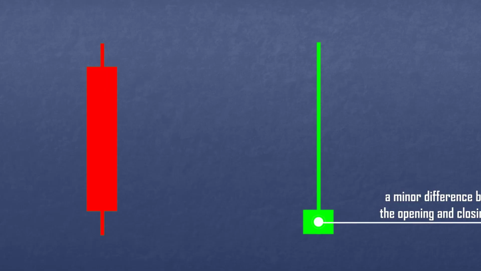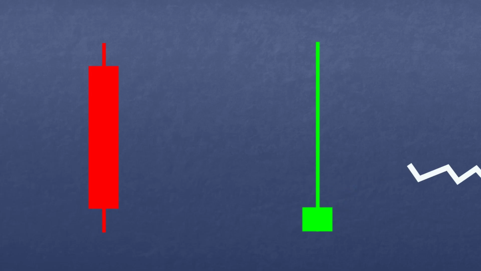Small candlestick body. A small candlestick body represents a minor difference between the opening and closing prices. This suggests that neither buyers nor sellers have overwhelming control. A bullish candlestick with a small body indicates moderate buying pressure, but not complete dominance over sellers. A bearish candlestick with a small body suggests that selling pressure exists, but is not significantly stronger than buying pressure.